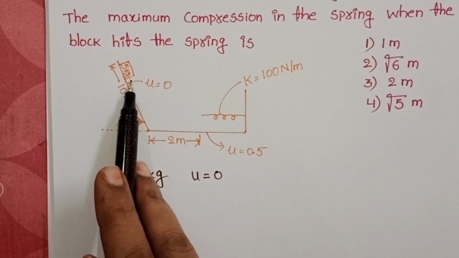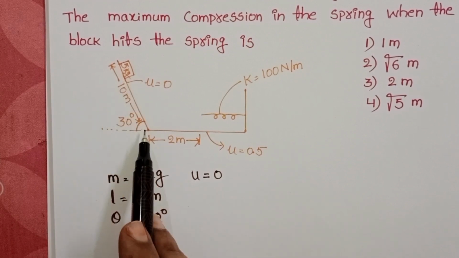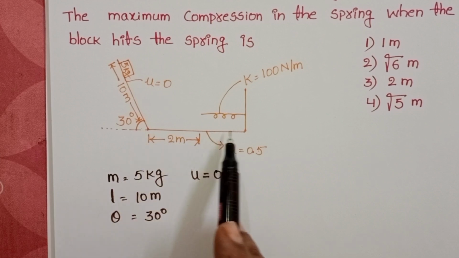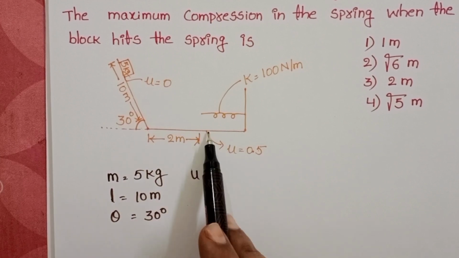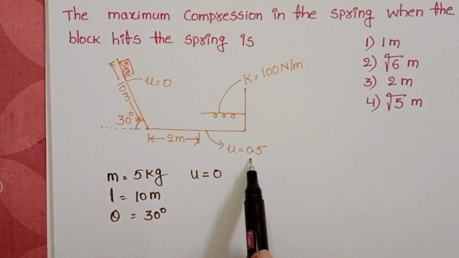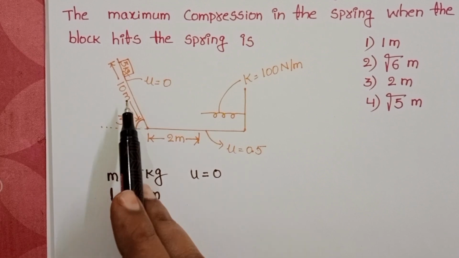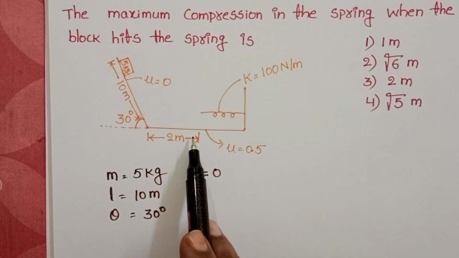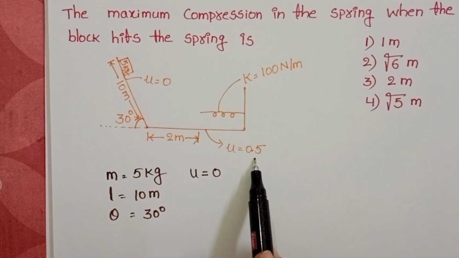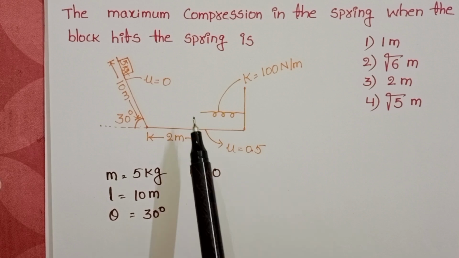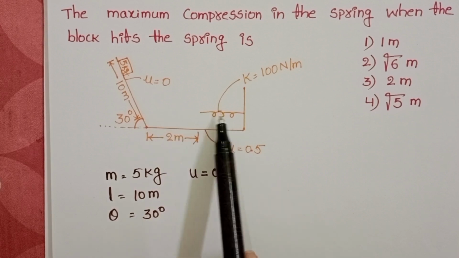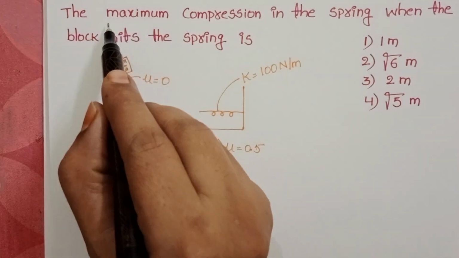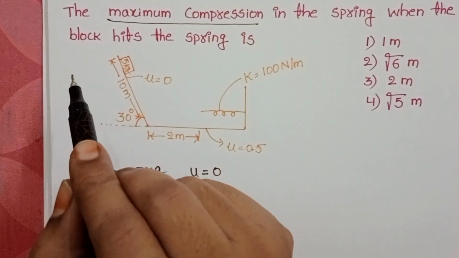Whenever this block is released, it is moving along the inclined plane and after then it doesn't stop. It is moving along the horizontal surface. But this horizontal surface is a frictional surface. There is no friction along the inclined plane, but this horizontal surface has the friction. Coefficient of friction is equal to 0.5. Whenever this block hits this spring, it is compressed. We have to find out the maximum compression of the spring.